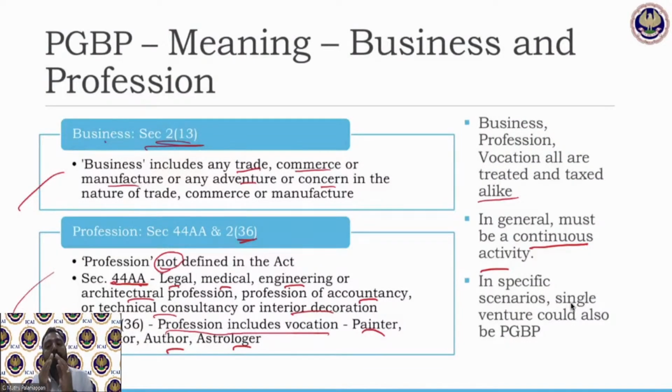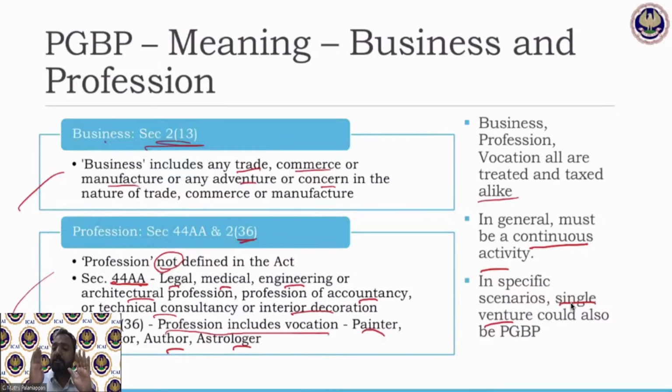Another example could be something like a joint venture. What does a joint venture do? They combine, they become an organization, an entity for a short time, let's say 3 months. They have formed together to build something. After 3 months, the entity is not at all in existence. The business is not in existence. It is only for those 3 months they do that activity. Which means even a single venture could be called PGBP depending upon the scenario. If the intention is doing a business or profession, it doesn't matter that it has to be a continuous activity. So that's what we have.